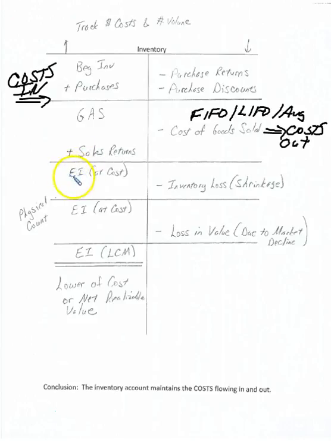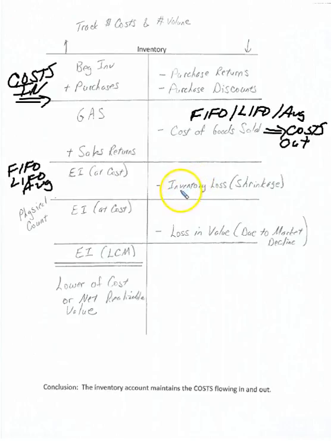So then we're going to have our ending inventory. EI stands for ending inventory at cost. And again, that's going to be on a FIFO, LIFO, or weighted average basis of cost. So ending inventory at cost.